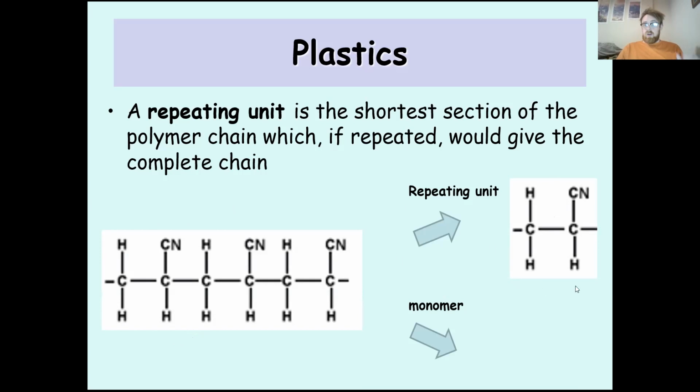The monomer is just take the repeating unit and reform that double bond. That's how you can demonstrate that you know the difference between a monomer and a repeating unit. The monomer has the double bond, the repeating unit doesn't, and it has the bonds on either side to show it continues. And that's the basics of it. There are some more complicated questions that you might need to answer, but that is the basic knowledge of plastics.